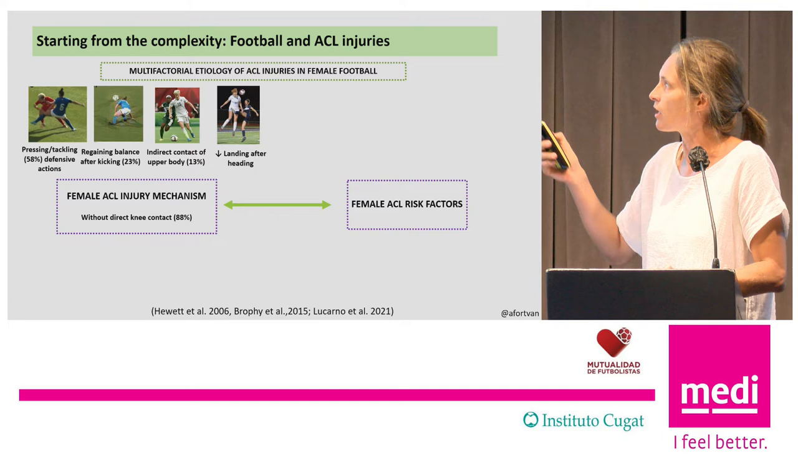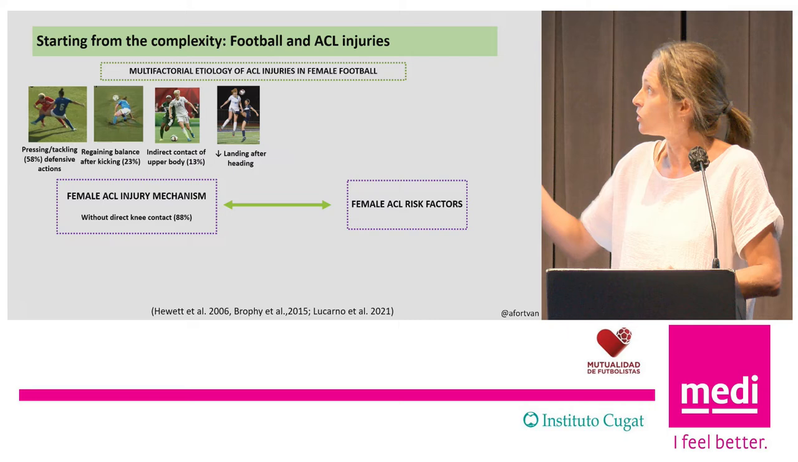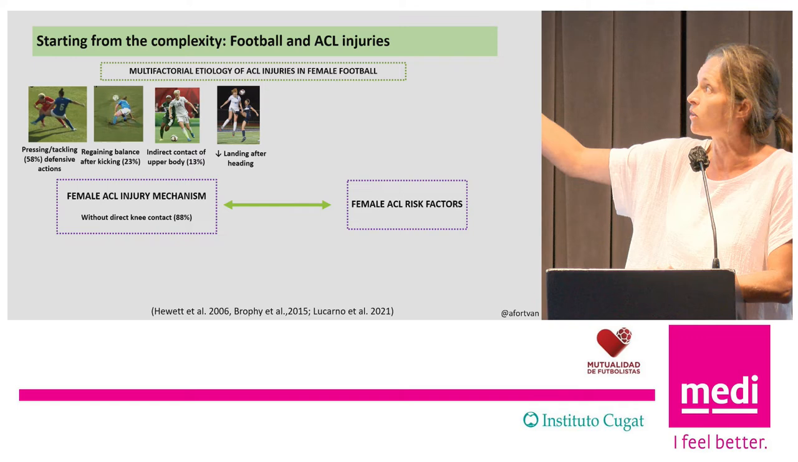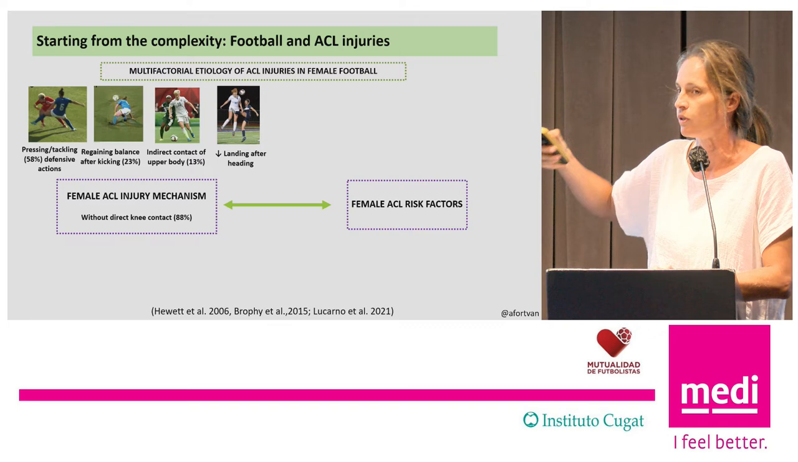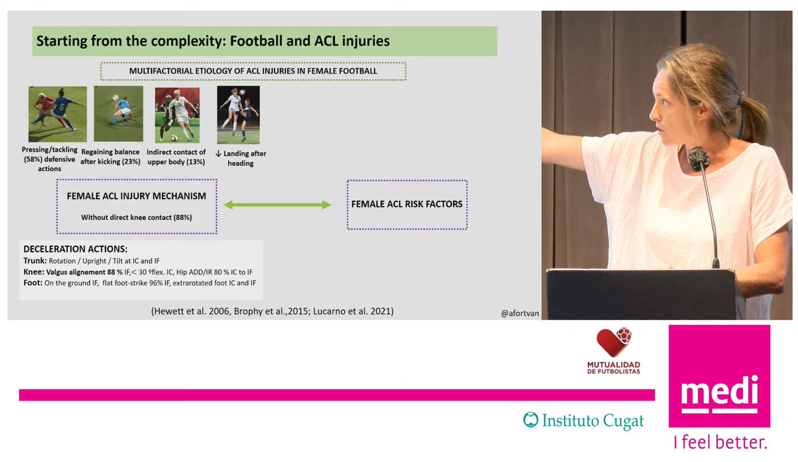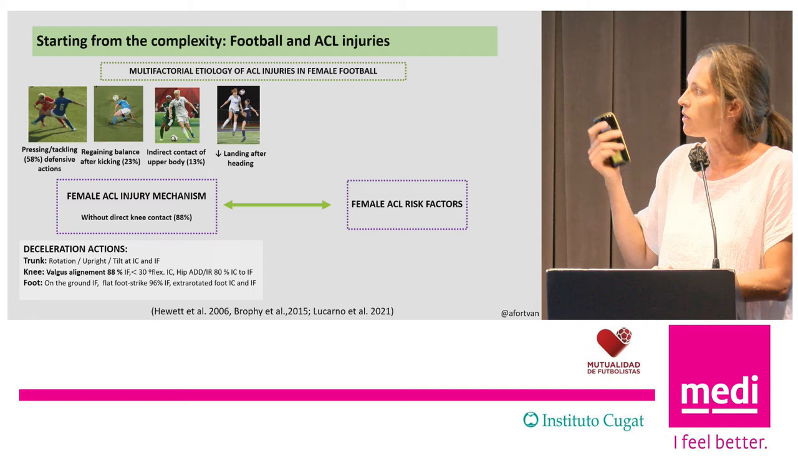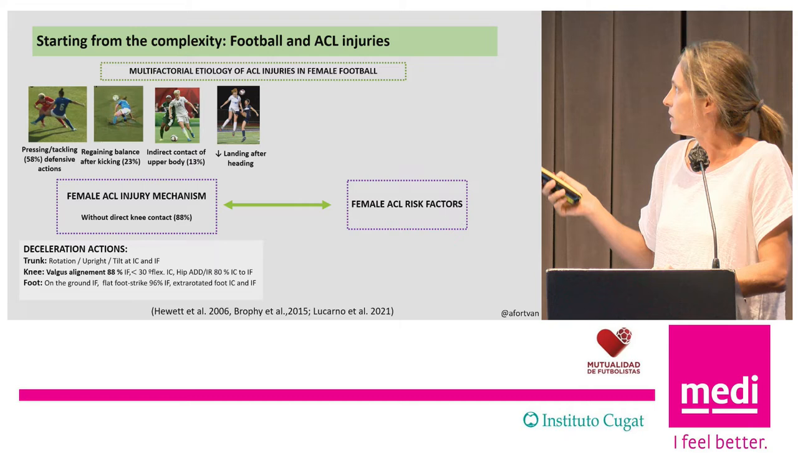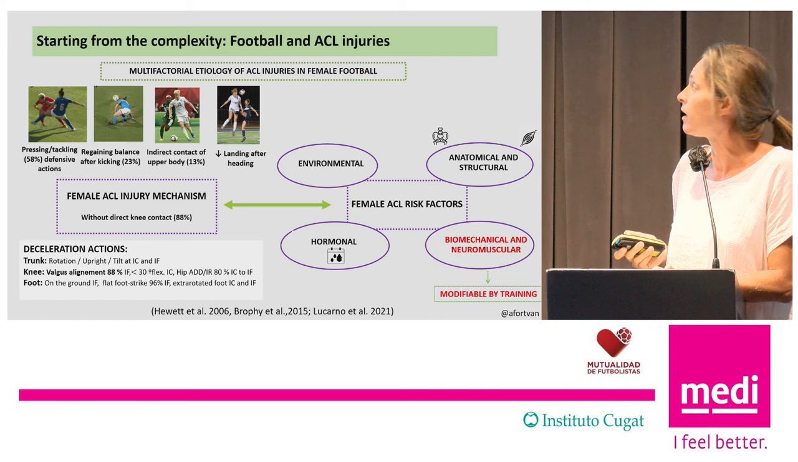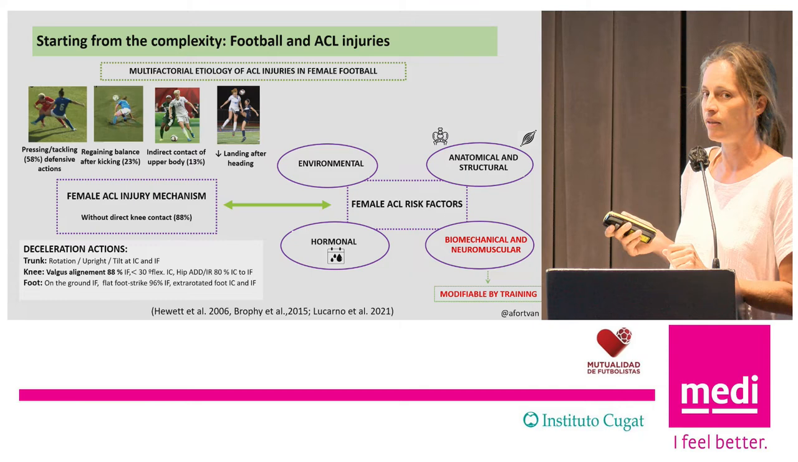Here, we can see in soccer, maybe a change of direction in defensive action is the most important, and this is very important to take into account when you plan your strategies to return to competition. And it's very important to keep in mind that this happens in deceleration actions with biomechanical characteristics of the trunk, knee, and foot. Also very important to take into account the modifiable neuromuscular and biomechanical risk factors that we know are modifiable by training.